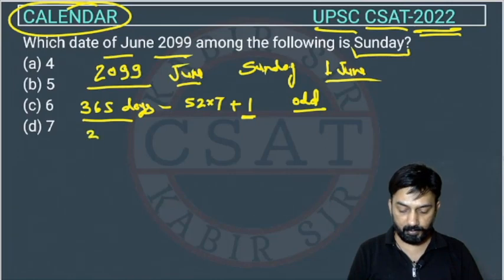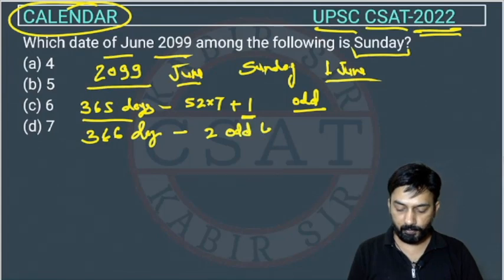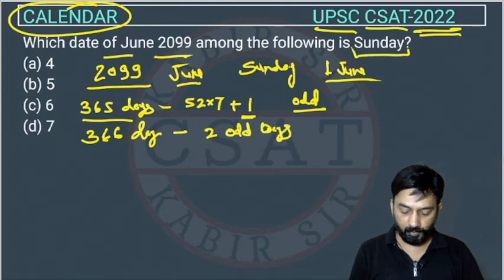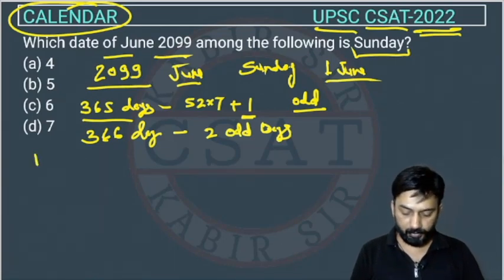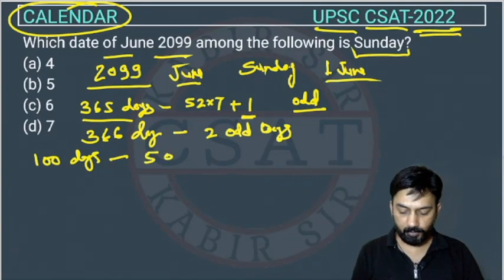And if it's a leap year, then there will be 366 days, so there we will have 2 odd days. This we have to remember. One more thing we have to remember: in 100 years, how many odd days will there be? There will be 5 odd days.